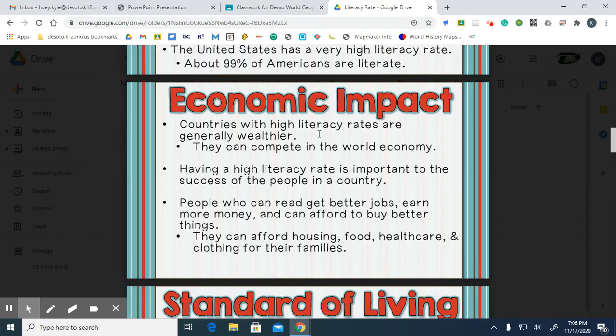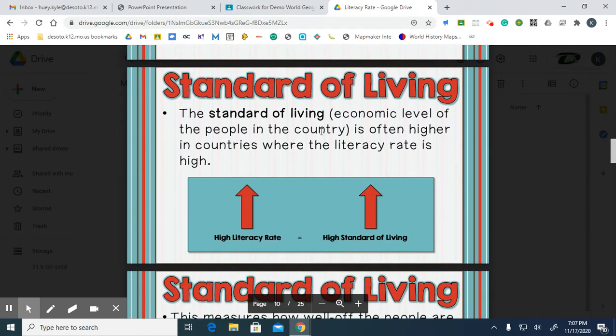So, countries that have higher literacy rates have higher populations that know how to read and write. So, generally, their population is larger when it comes to individuals in workplaces. And those individuals who are making more money and have better jobs, since they can read and write, generally can afford their needs and have extra money for their wants. Okay, so that's when we get into our standard of living. So, what is standard of living? The standard of living is basically the economic level of the people in a country.